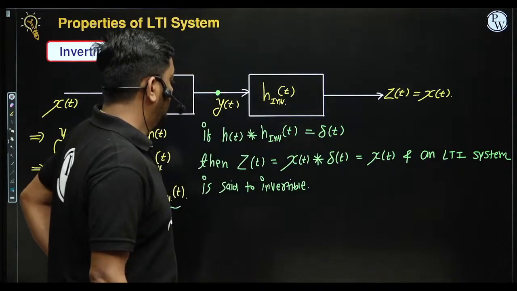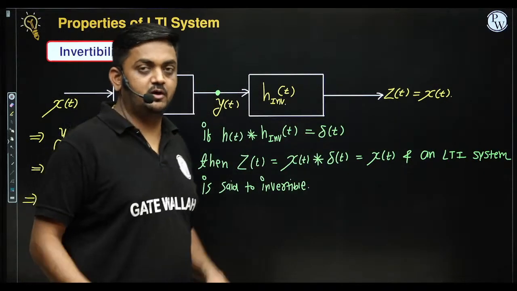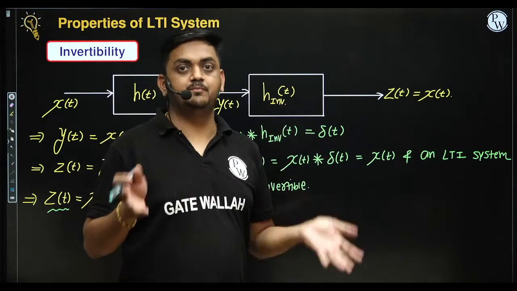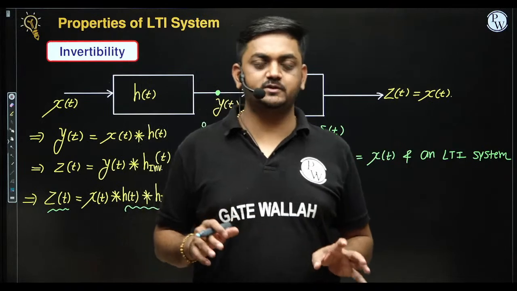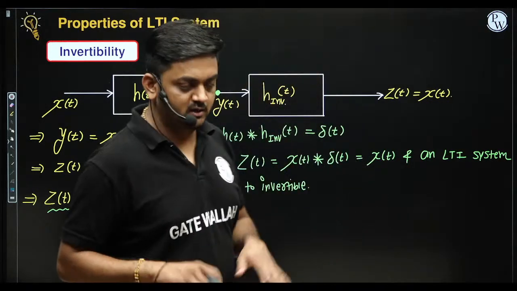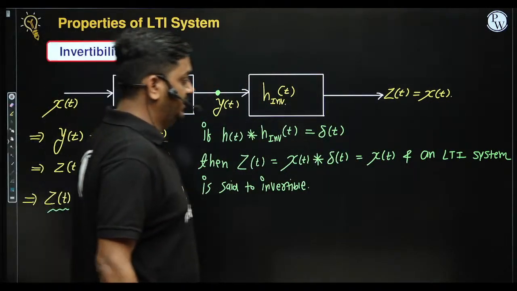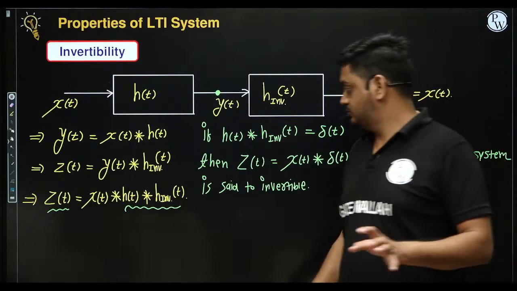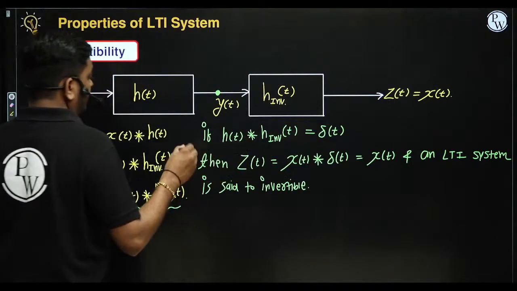Otherwise it is a non-invertible system. So the condition is what? The convolution of h of t and its inverse system should be an impulse function. If it is an impulse function, then we can say it is an invertible system, otherwise a non-invertible system. Clear? Nikhil, is this clear to you? Fine.